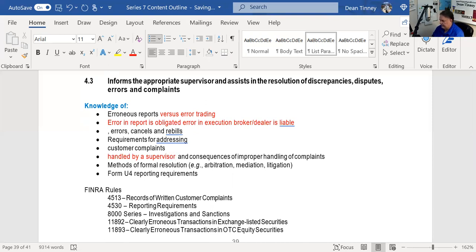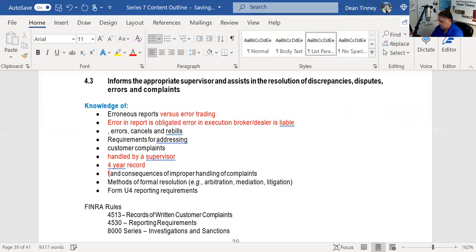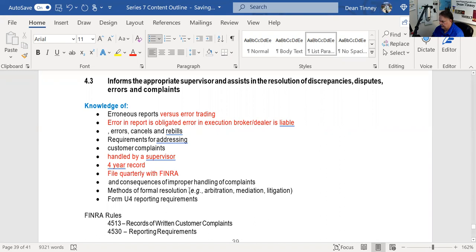And then remember I just told you it's a 4-year record. And we file quarterly with FINRA. And then remember, improper handling can get you in trouble as a broker.